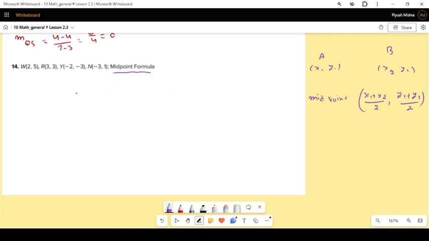Okay, let's start with the picture. I'm writing here, this is W, this is R, this is Y, this is N. Now in a parallelogram, I know that there is a common midpoint for both the diagonals, so I will find the midpoint for both the diagonals. If they are equal, it means it is a parallelogram, and if they are different, it means this is not a parallelogram. Let us start.